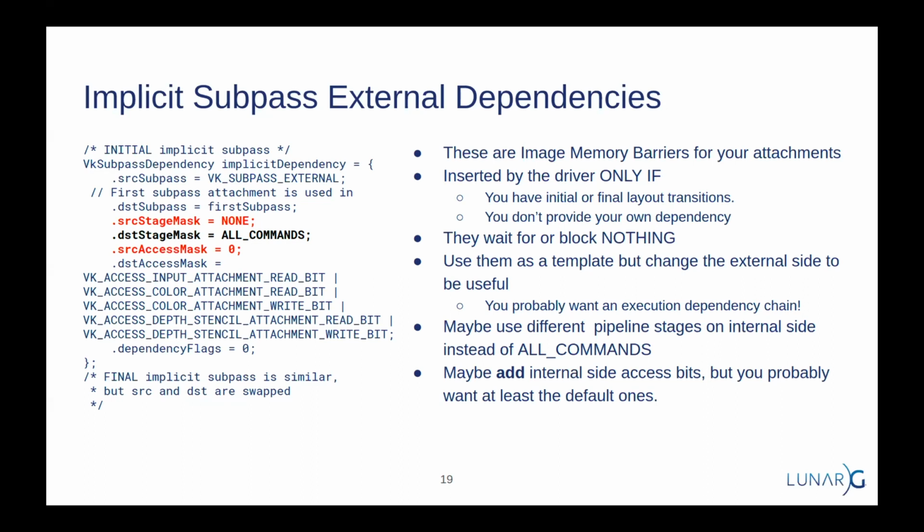So the problems here are the source stage mask is none, which means that you don't wait for anything to form an execution dependency chain. And the source access mask is none. And then the destination stage mask is all commands, which might be okay. But really, as the question mentioned, you can make this initial dependency into a barrier by changing the source stage mask and the source access mask to line up with what you were doing previously. And that'll more often be correct.